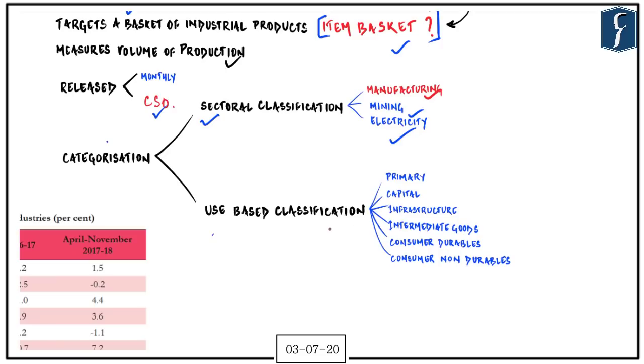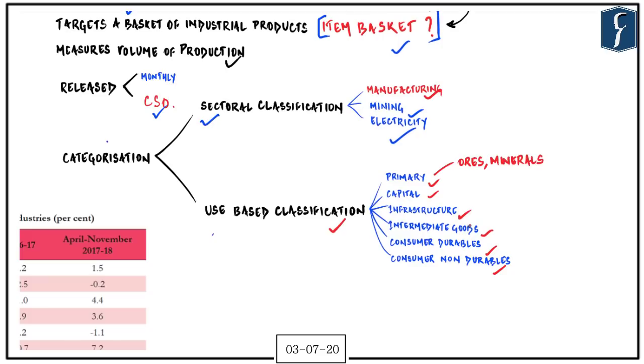Then there is another classification as well, which is use-based classification. The definition of each one of them can be found in the PDF of the DNS discussion today. But just to give you a brief idea, primary goods are such goods which are directly obtained from natural sources and used for the purpose of further processing and consumption. For example, ores, minerals and electricity.